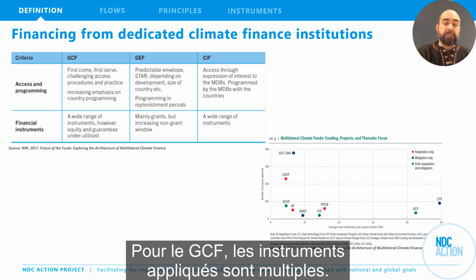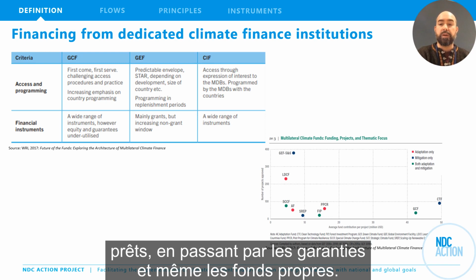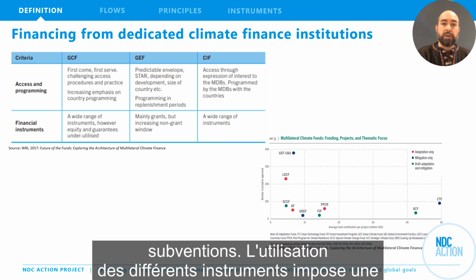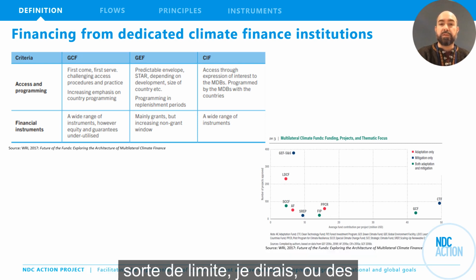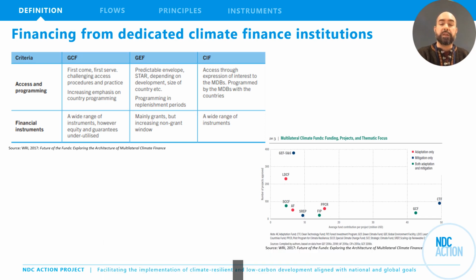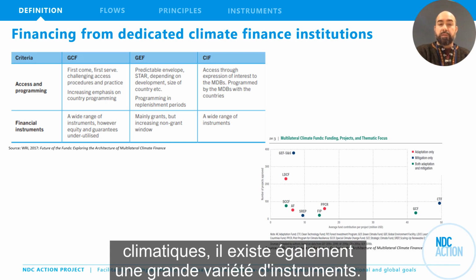For the GCF, the instruments that they applied are multiple. They have everything from grants to loans to guarantees and even equity. For the GEF, it's mainly grants, and all the use of the different instruments also puts a sort of a limit, I would say, or restrictions on the amounts that we usually receive or see that these funds support. And for climate investment funds, there is a wide variety of instruments as well.